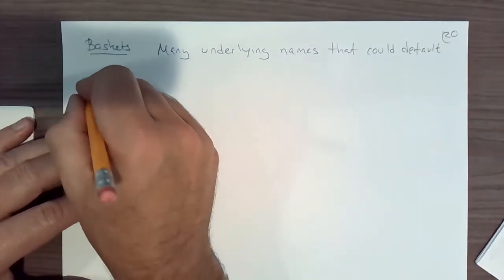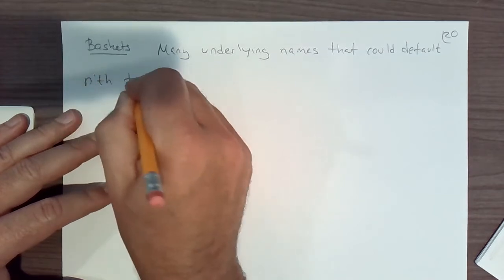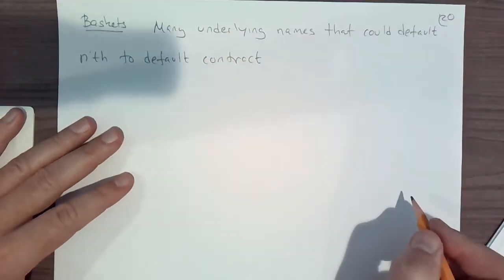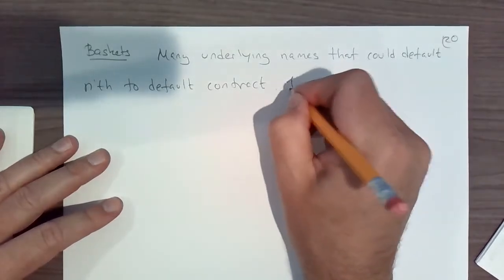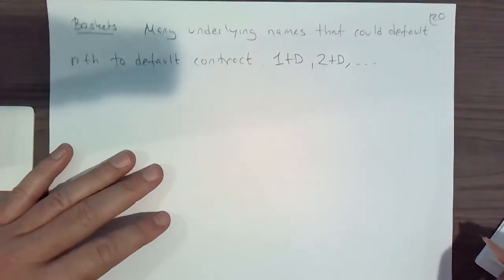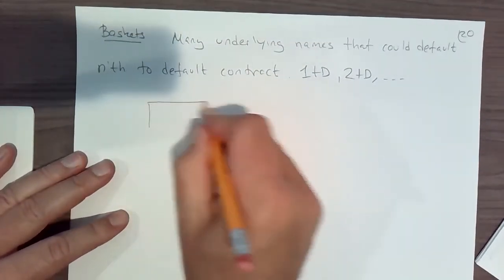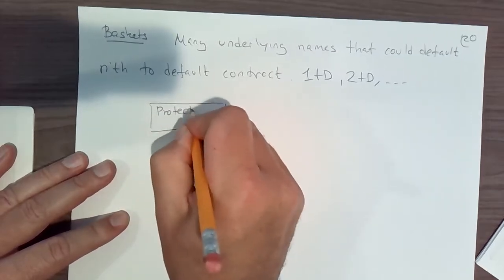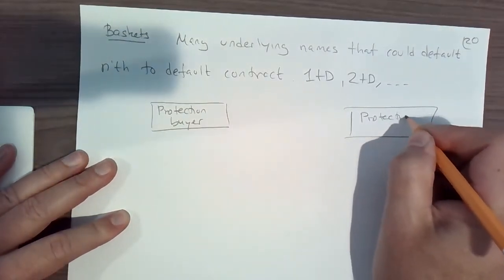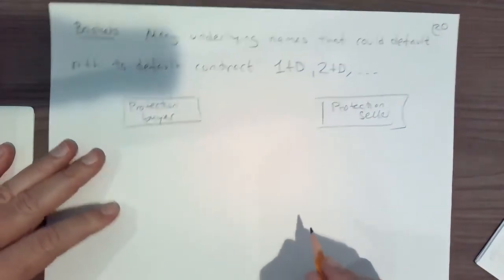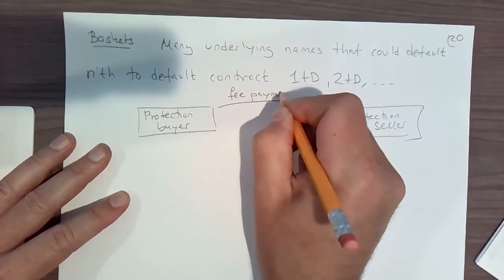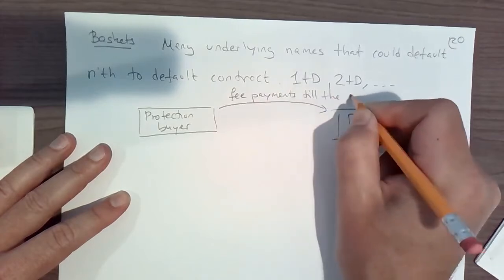One example here is the nth to default contract. The nth default contract, most prominently, the first to default, second to default, and so on. So again, you'll have the protection buyer. And over here, you'll have the protection seller. You'll have the two legs. Here, there'll be fee payments till the first default.